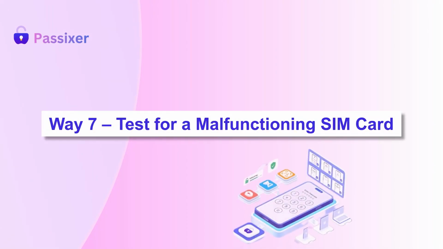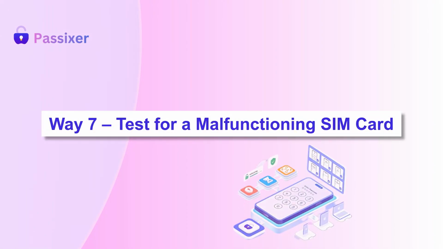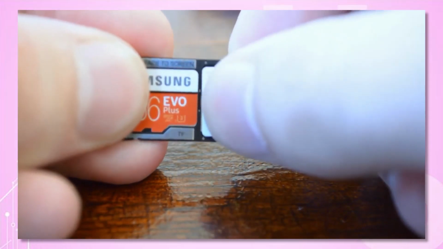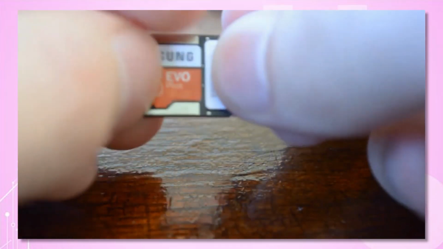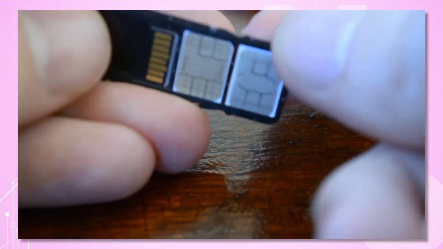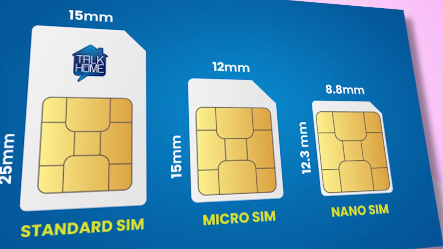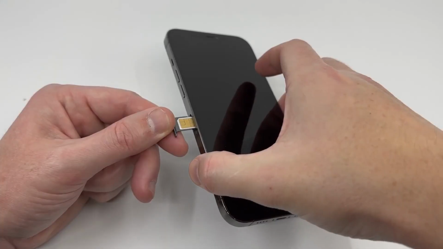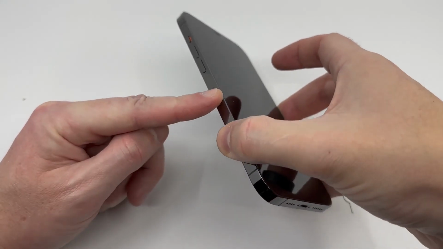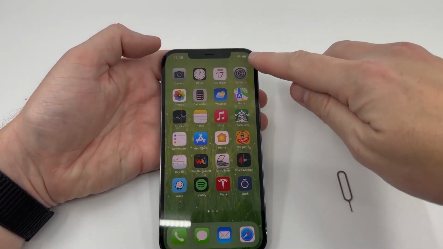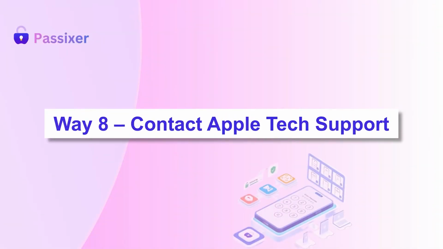Way 7. Test for a malfunctioning SIM card. Your SIM card itself could be defective. To check, insert a SIM card from another phone that you know works fine, making sure it's the correct size: standard, micro SIM, or nano SIM. If the error disappears with the new SIM, your old one is defective, and you can get a replacement from Apple or your carrier.